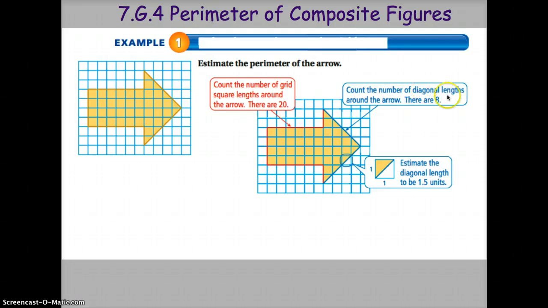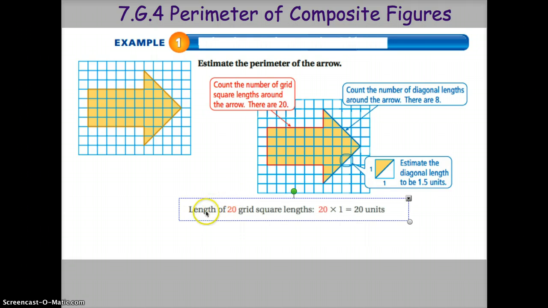Now we count the number of diagonal lengths around the arrow. There are 8. And notice it says estimate the diagonal length to be about 1.5 units, because this diagonal length here is longer than the sides of the square. So each of these here are longer than regular sides. So we need to go ahead and add those together.